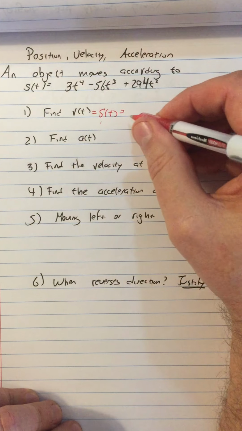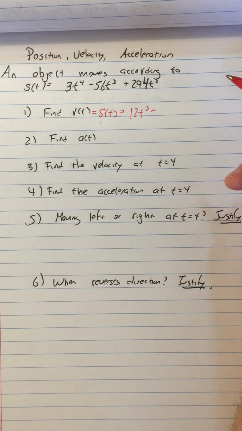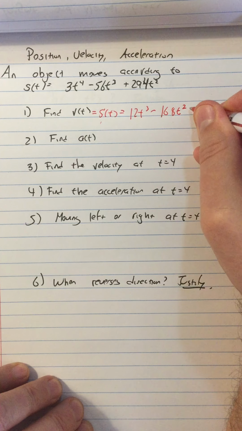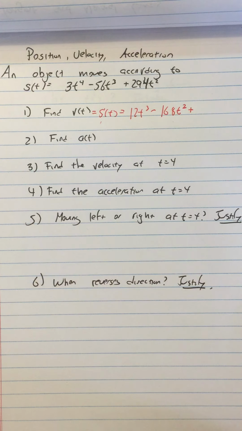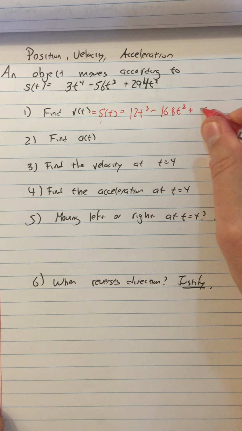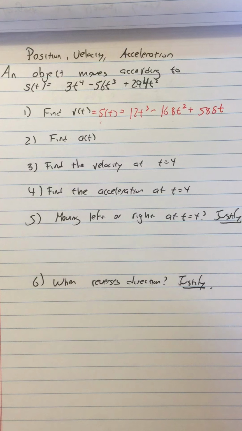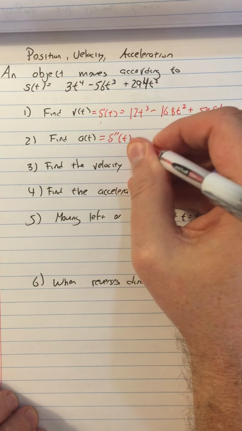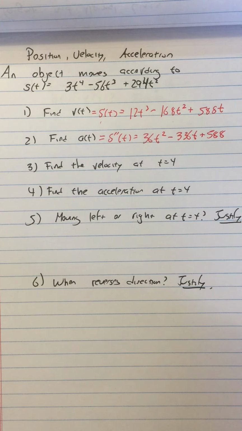All right, so what's our s prime? We're going to have 12t^3 minus 56 times 3, 168 t^2, and then plus 294 times 2. It's going to be like 300 times 2, which is 600, minus 12, 588. Yeah, 588t. All right, and then find acceleration at t. So acceleration is s double prime, so that's equal to 36t^2 minus 336t plus 588. All right, so that's all you have to write for those.